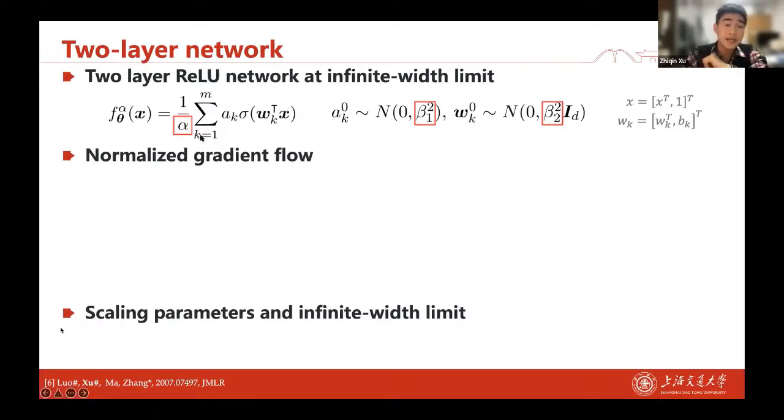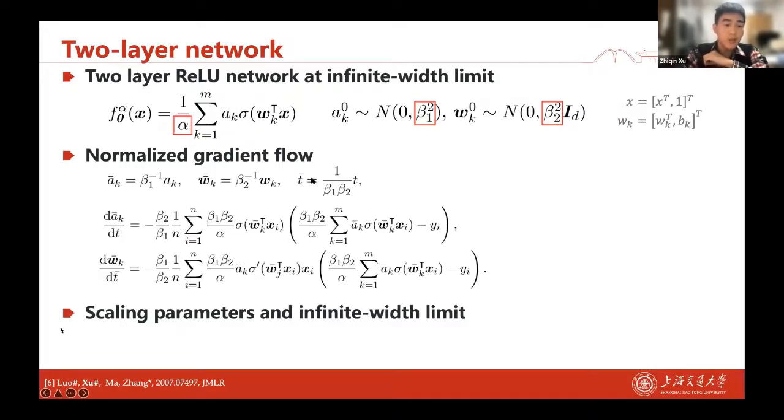So we study this two-layer neural network with parameters a_k and w_k here. And a_k and w_k are initialized from a Gaussian distribution with some standard deviation. And we normalize the gradient flow for each parameter by its magnitude at the initialization.